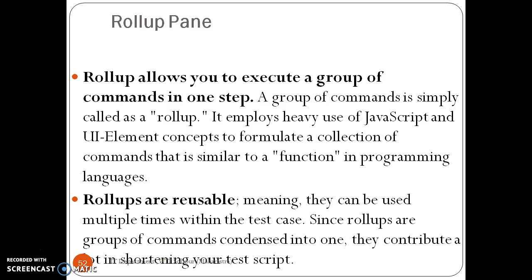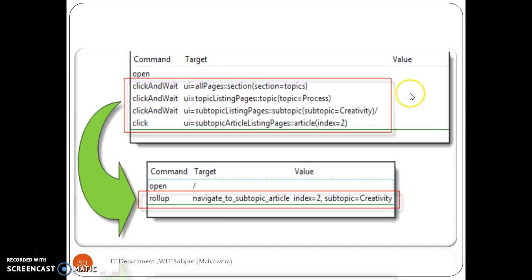Since rollups are a group of commands condensed into one, they contribute a lot in shortening your test script. Here these are the commands: click and wait, click. If you roll up, it combines all these commands into a group. It transforms these 4 commands into one.